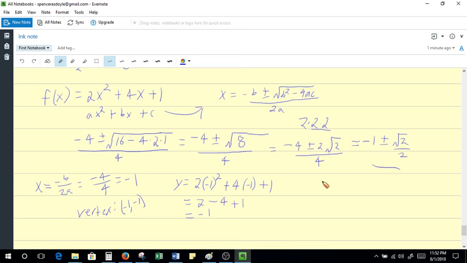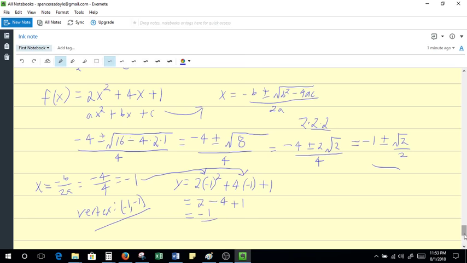So here are our roots. We used the quadratic formula to get there. And then here's our vertex. We use negative b over 2a, and then plug that x value back into our function to get our y value.